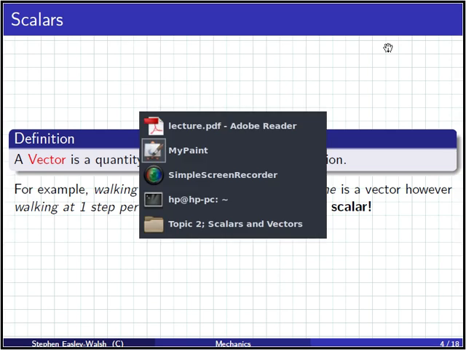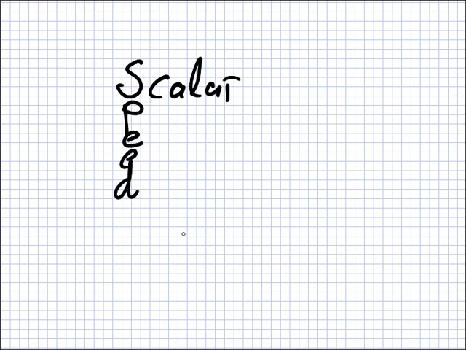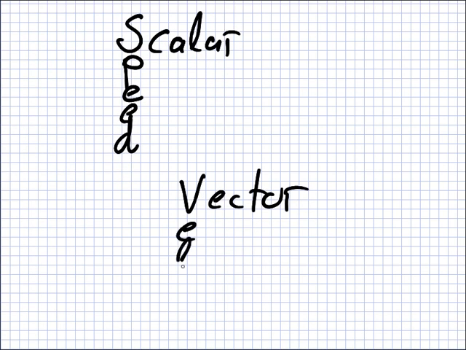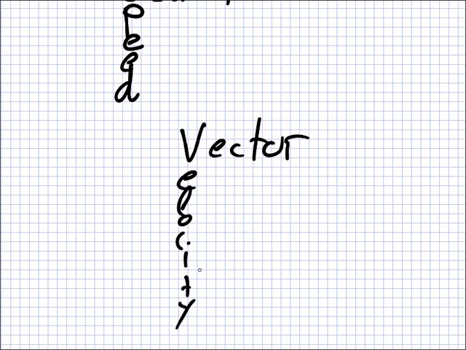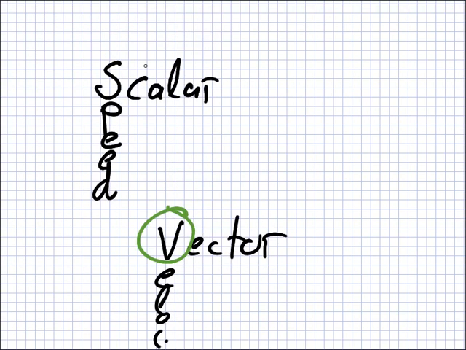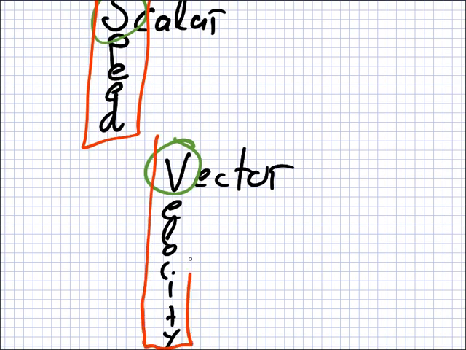The example that they use in the exam, the easy one to remember, is for a scalar, you can use speed. And for a vector, as an example, you can use velocity. I'm trying to help you remember. Vector begins with a V, so does velocity. Scalar begins with an S, so does speed. So the two examples are speed and velocity. Okay?